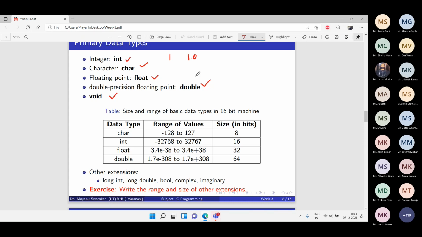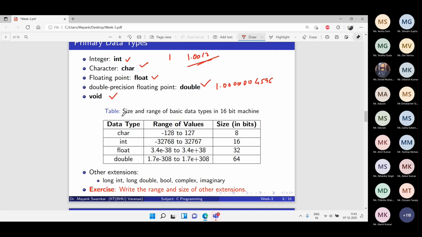Then comes double precision floating point. Double precision floating point means if you want to define 1.00000004596, a high precision, then you use double. If you want lower precision like 1.0012, smaller precision values, then you use float. Otherwise, you use double. Then comes void. Void means nothing. And you will ask, why will we define this data type which has nothing? This is of very important use. But what is its use, that we'll see in the future.